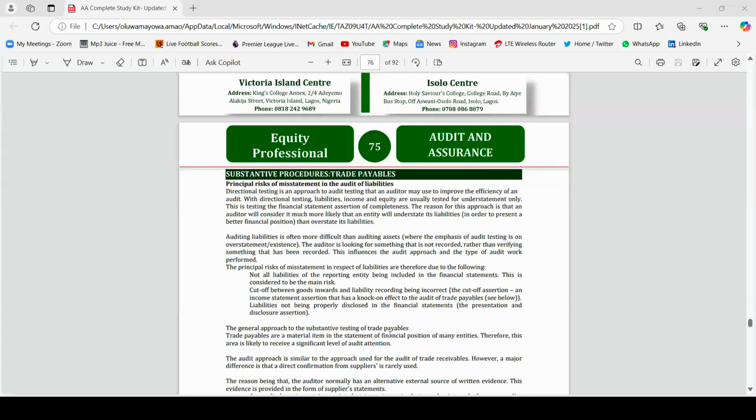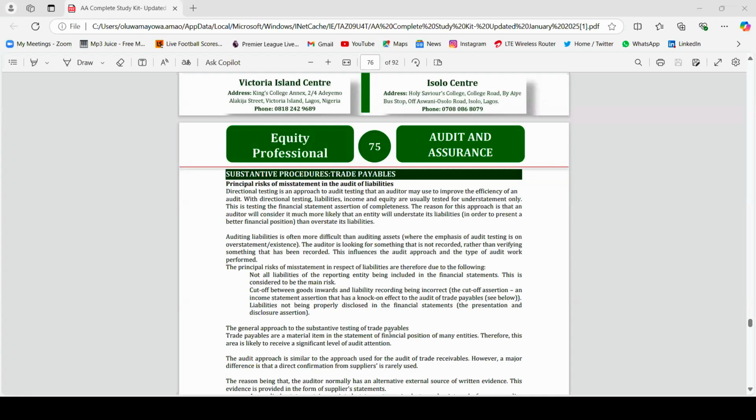So how do you go about carrying out substantive procedures for trade payables? Now, like I said, we all know what payables are. Payables are very material in the statement of financial position of an entity. That means payables play a significant role. Just like your receivables, which are money you are expecting from customers. A client has supplied a customer, rendered services, and the customers are owing you money. Now that's an asset because you're expecting the money to come in at a point in time.